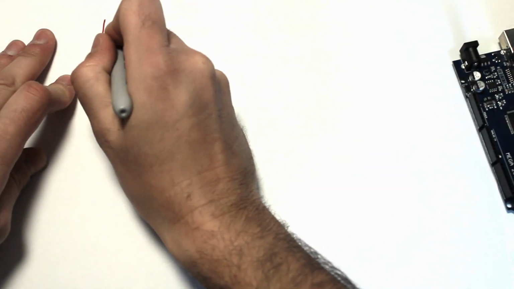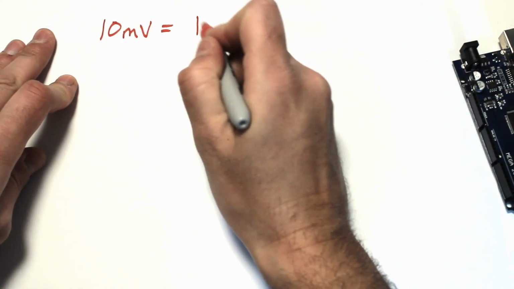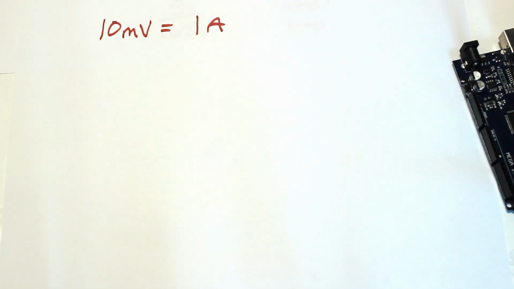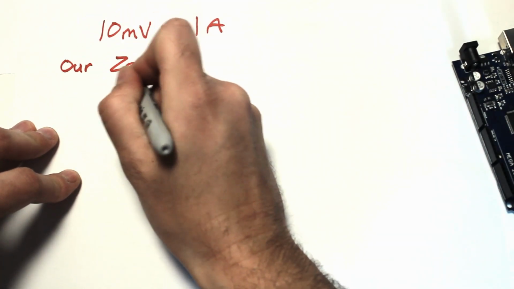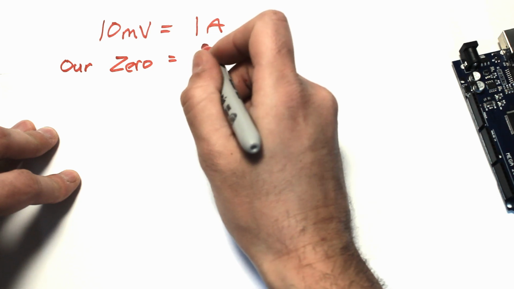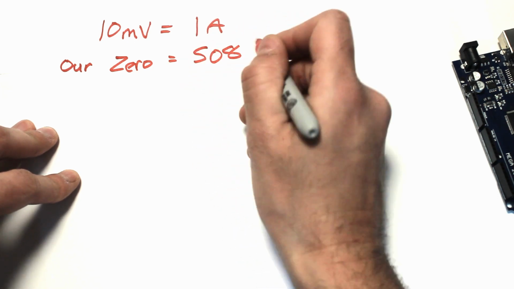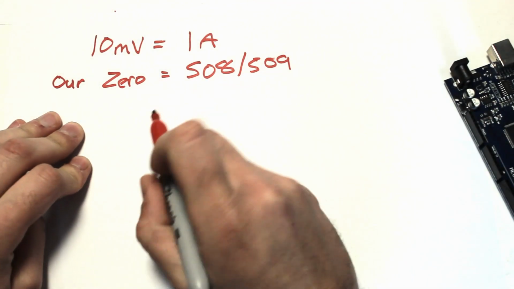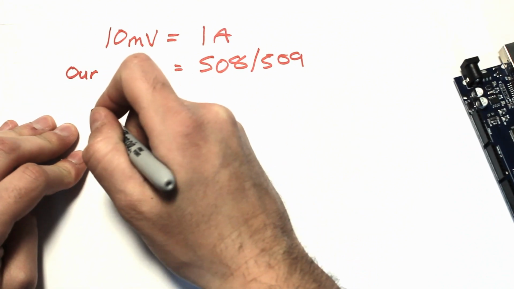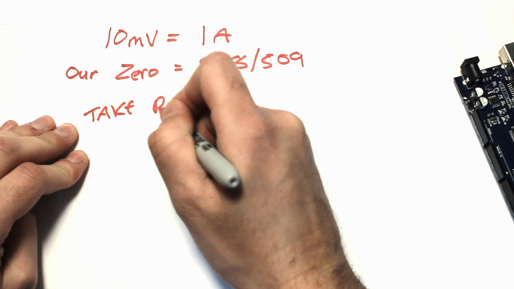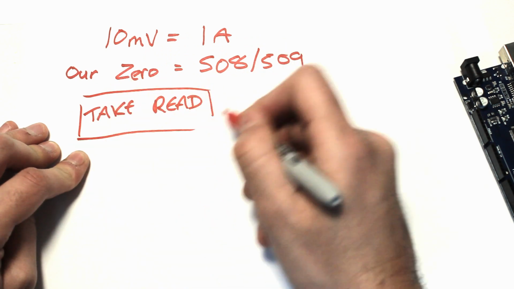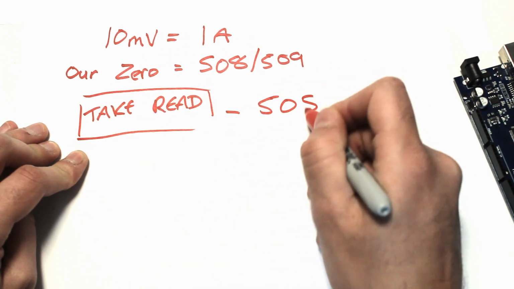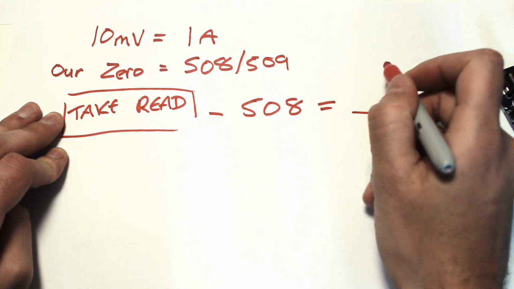We know that 10 millivolts is going to read 1 amp. So now we just need to figure out the formula to make that work. Our 0 reading is equaling at about 508, 509. Probably a quicker way to do this, but what I think we'd do is take our reading. So take a reading, we'll take the reading minus 508 will equal whatever that is.